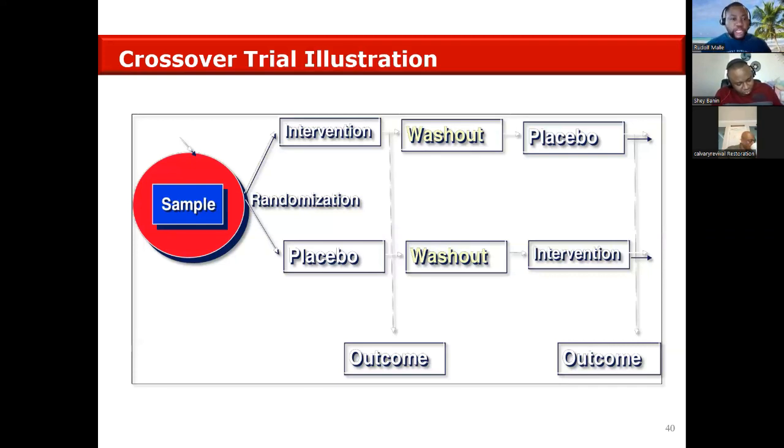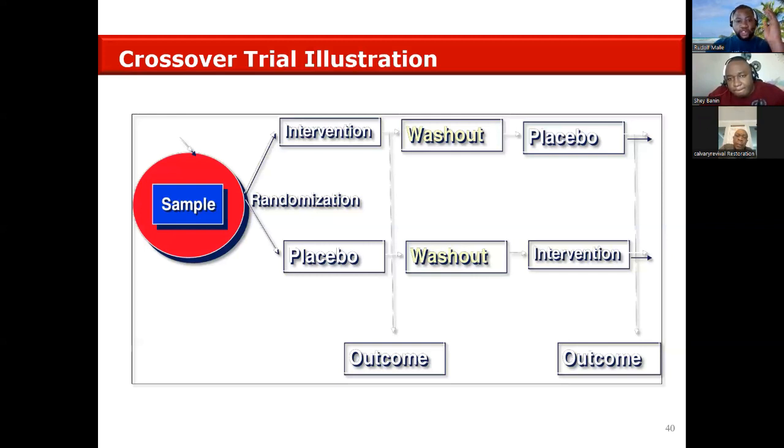It's an example of a washout period. So we have the sample here. The patient got randomized into intervention and placebo. Now they have the expected outcome here. Now the expected outcome, they're thinking of, okay, now they want to cross over the study.